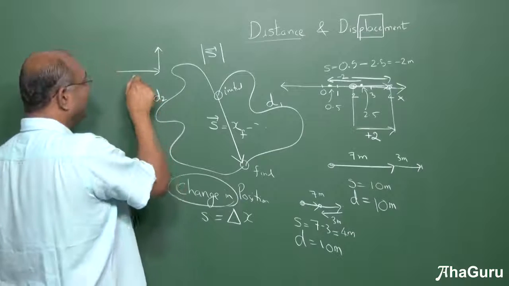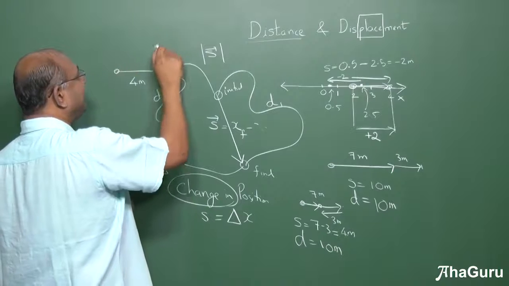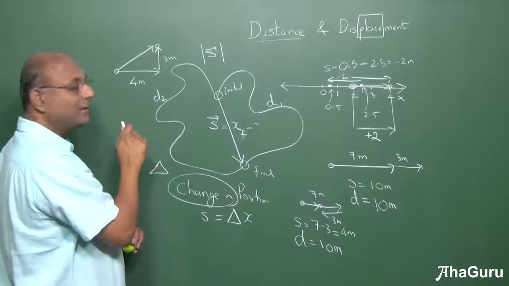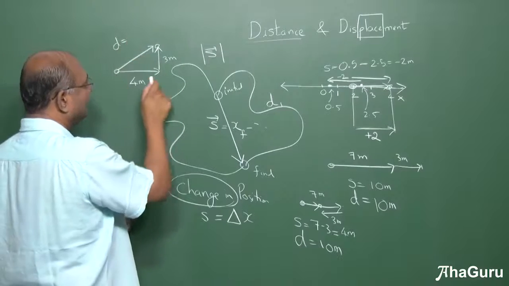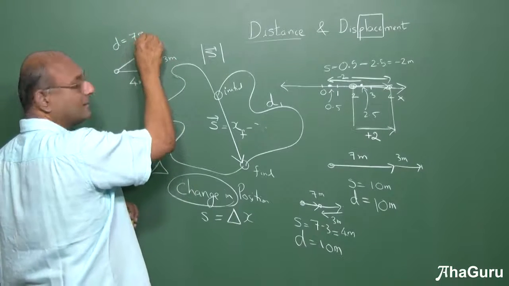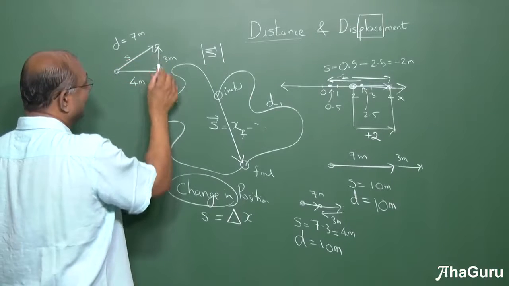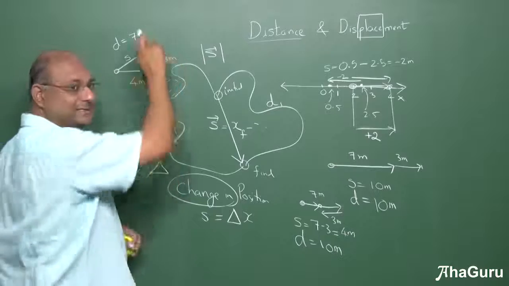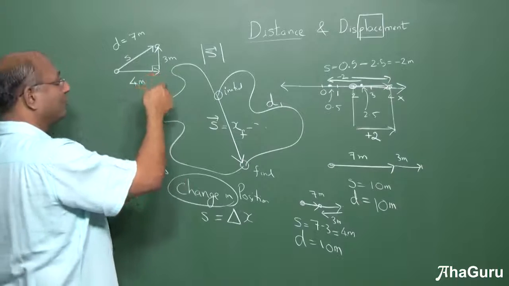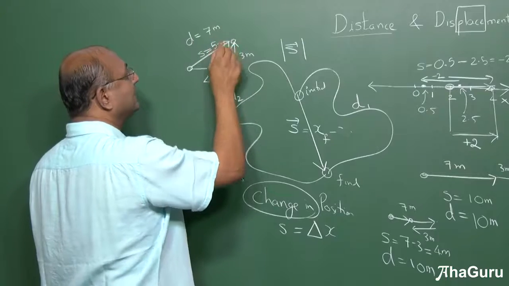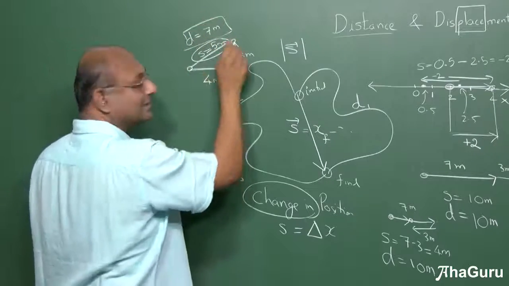Perpendicular. Let us say I move 4 meters like this. And I move 3 meters like this. So my displacement is this arrow. How much is my distance? 7. How much is my displacement? Like this square, you know, if this is perpendicular, S square is 4 square plus 3 square. What is 4 square? 16. 3 square? 9. 16 plus 9? 25. Root of 25? 5. So my displacement is 5 meters in that direction, but my distance travelled is 7 meters.